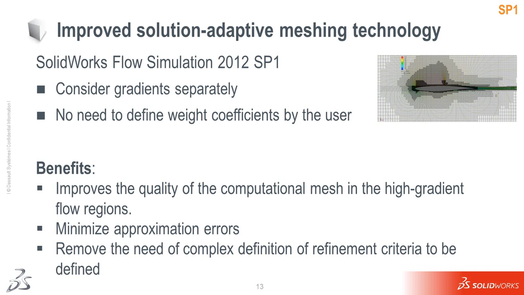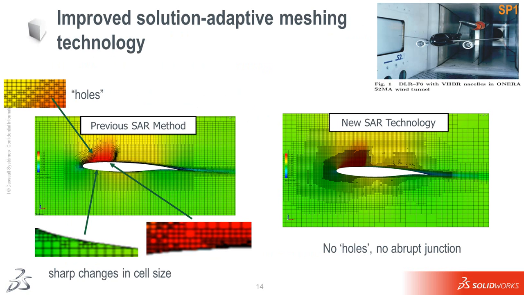The improved refinement technology drastically improves the quality of the computational mesh in the high gradient flow region. This minimizes approximation errors by creating a more uniform mesh without local holes and layers of uniform size cells. For the comparison between SolidWorks Flow Simulation 2012 SP0 and 2012 SP1, the aircraft model called DLR-F6 has been used. It is a model used as a benchmark model for drag calculation.